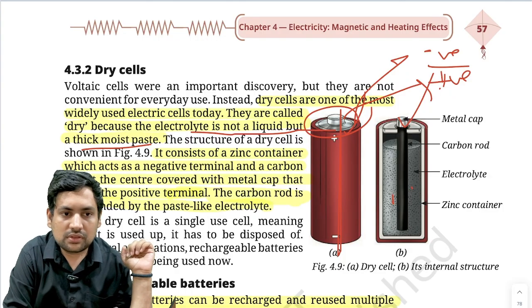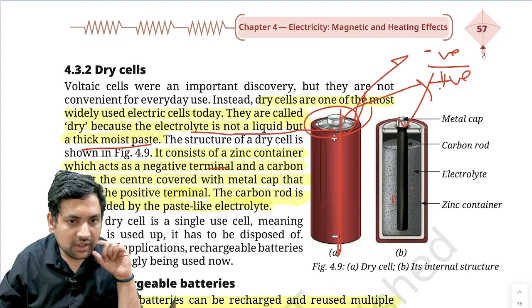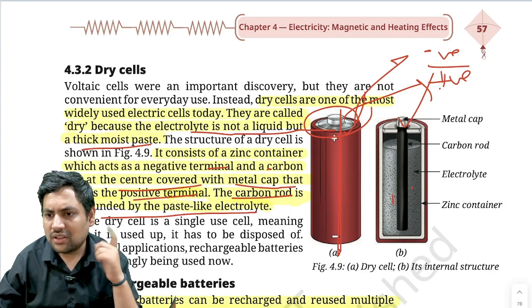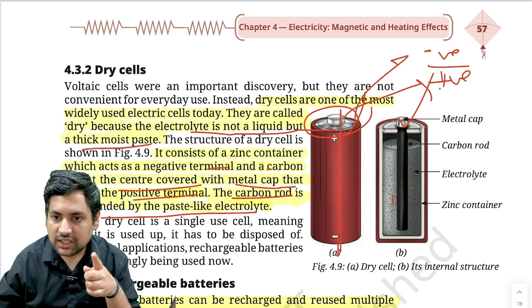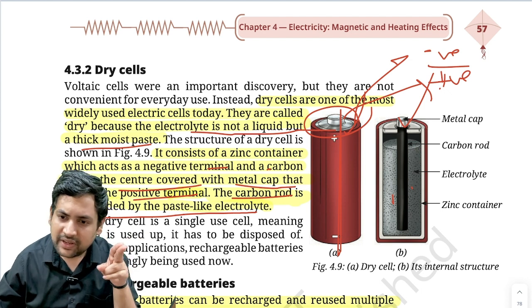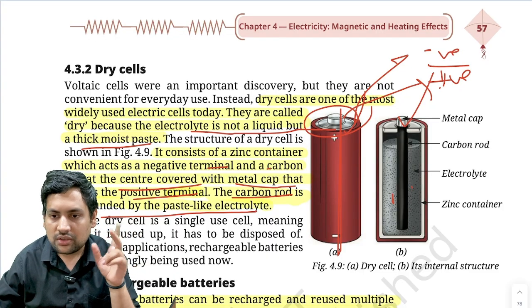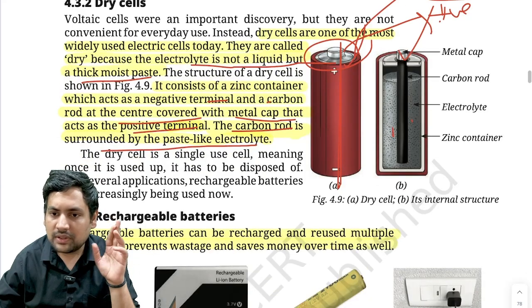Basically it consists of a zinc container which acts as the negative terminal and a carbon rod at the center covered with a metal cap that acts as the positive terminal. The carbon rod is surrounded by a paste-like electrolyte. Because the ends are fixed, zinc is the negative one and the carbon is the positive one. So zinc will want to lose electrons, and this will want to gain electrons.